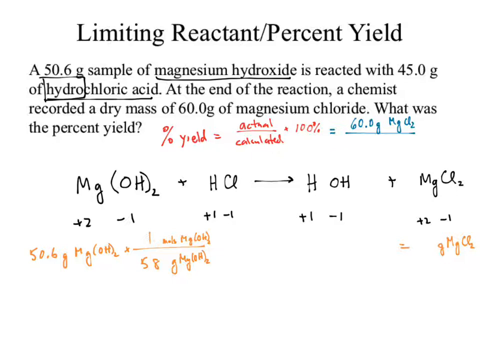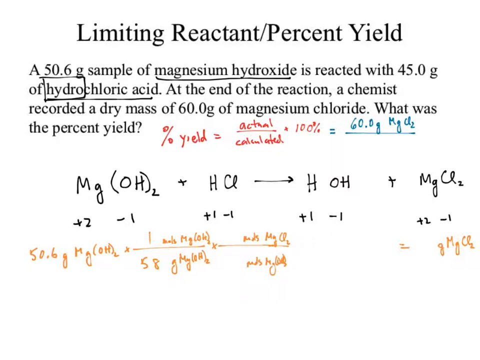I'm now in my mole unit. What was special about the mole unit? Now I can convert substances. So the moles of magnesium hydroxide can now be converted into the moles of magnesium chloride. Where do I find that conversion factor? From a balanced chemical equation.